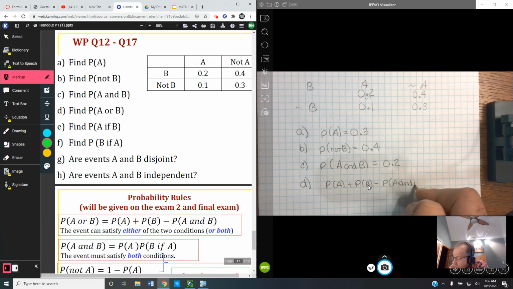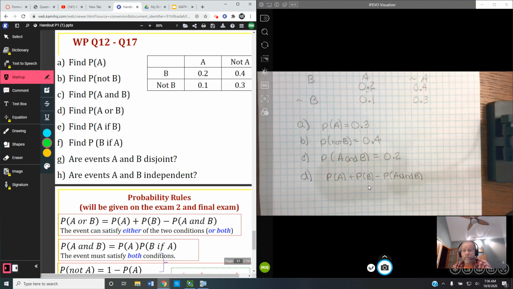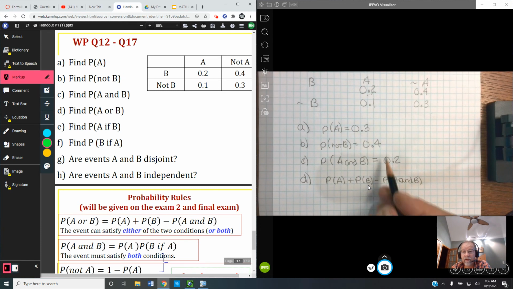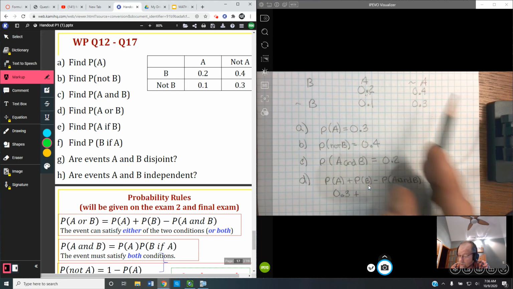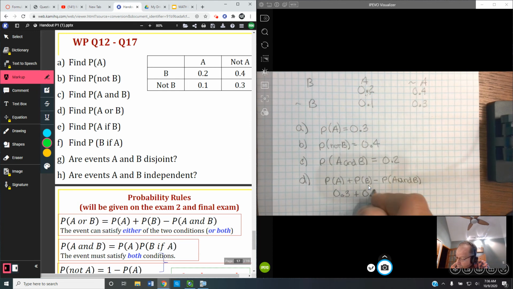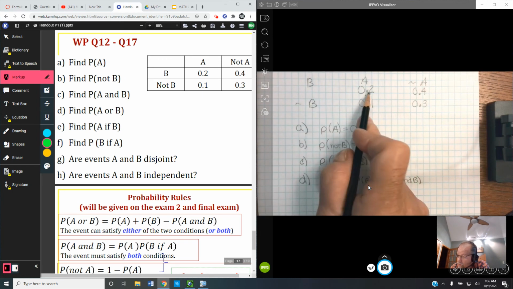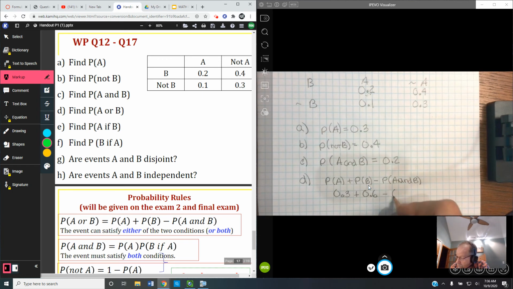and B. Okay, so what was the probability of A? 0.3. What was the probability of B? Well, I never did the probability of B, but the probability of B is right here, 6/10. Minus the probability of A and B. Remember, this was A, this was B, this was A and B.